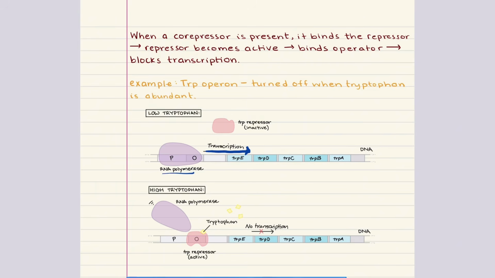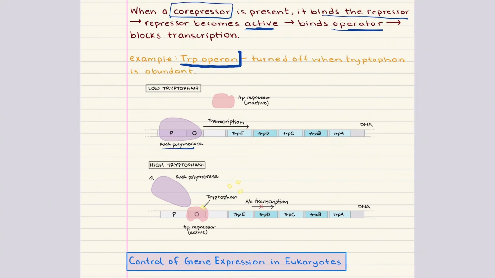But when a specific molecule is present called a co-repressor, it's going to bind to the repressor protein and then activate it. And once it's active, the repressor goes ahead and binds to the operator. And when it's there, it'll block RNA polymerase and it will shut off transcription. A good example of a repressible system is the trp operon, which is responsible for the synthesis of the amino acid tryptophan. That's why it's called trp operon. Now, when tryptophan levels are low, the repressor is inactive and transcription proceeds and the enzymes for synthesizing tryptophan are made. Great, wonderful. But when there's a lot of tryptophan, it's going to act as the co-repressor.